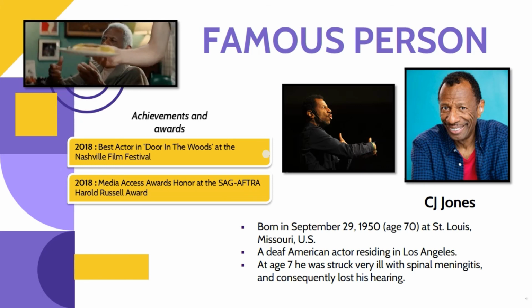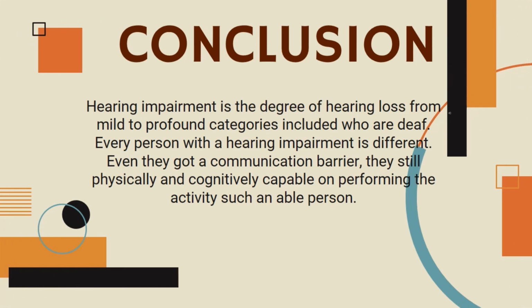For the conclusion, to wrap it all up, hearing impairment is the degree of hearing loss from mild to profound. Categories include those who are deaf, and there are 3 common types of hearing impairment, which are conductive hearing loss, sensorineural hearing loss, and mixed hearing loss. Every person with a hearing impairment is different. Not the majority of us can do sign language, so we have to be flexible in our approach when we want to handle or communicate with them. Even though they have a communication barrier, they are still physically and cognitively capable of performing activities like an able person.